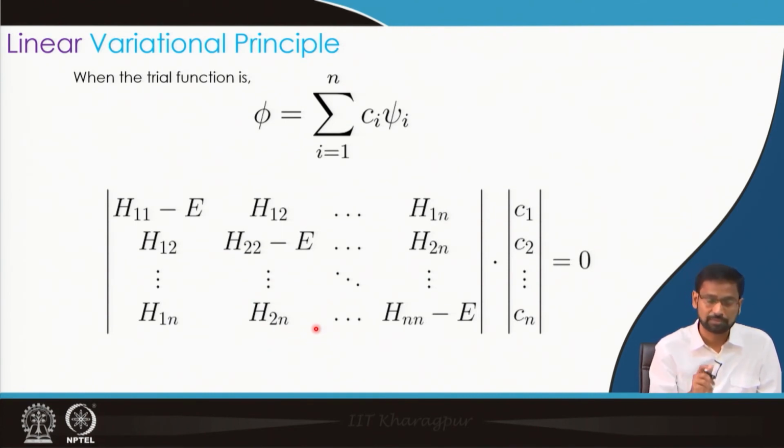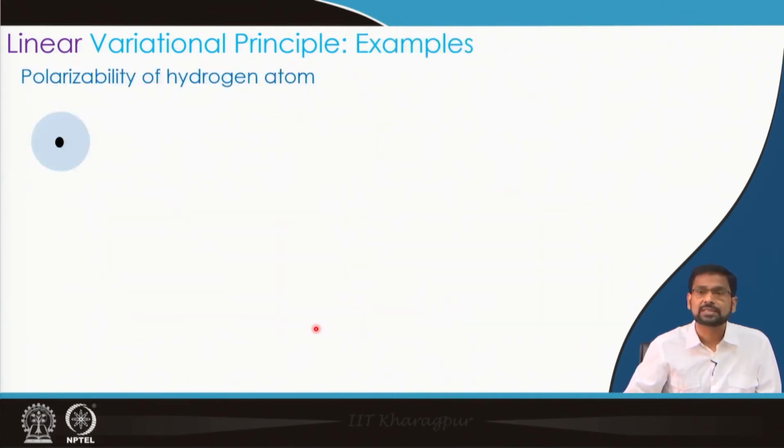Why do we call it the linear variational principle? Because we are expressing our trial wave function as a linear combination of many known functions. What we would do now is take this linear variational principle and apply it to a system. In this case, the problem that we want to discuss is to find out the polarizability of the hydrogen atom.